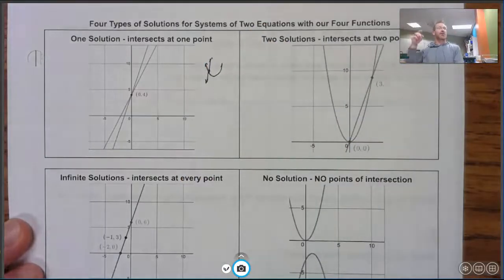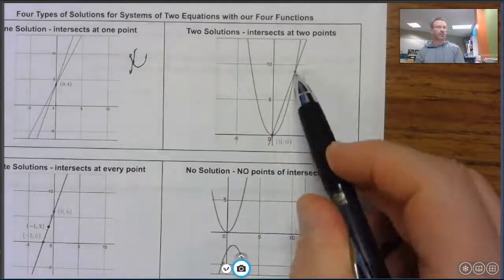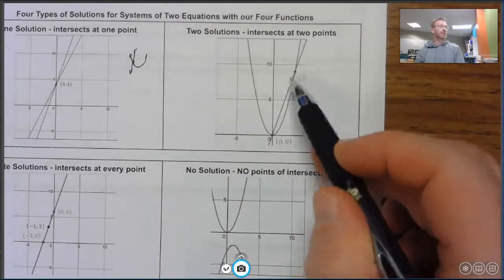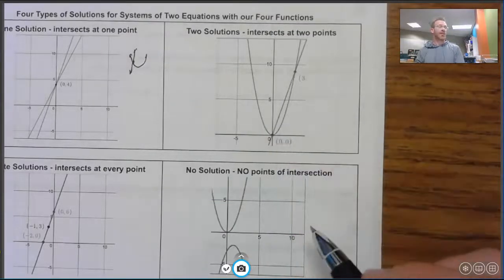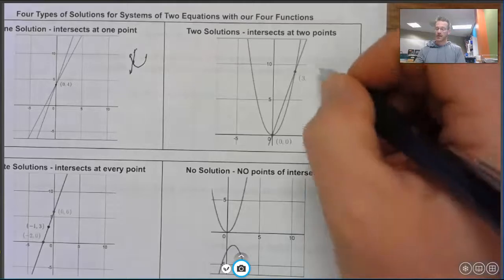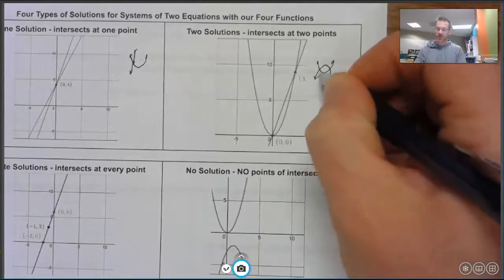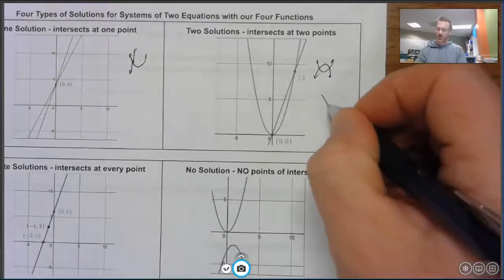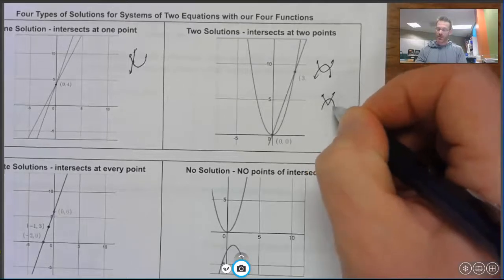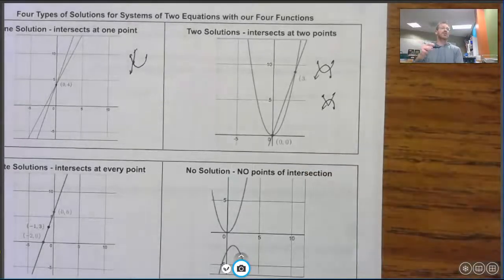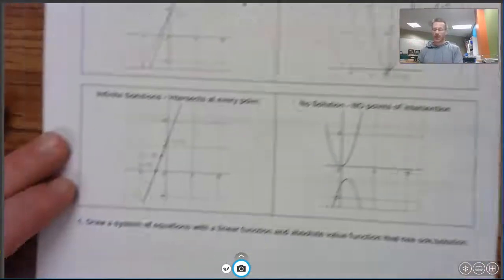So the idea is that we get one point of intersection, okay? We could have 2 points of intersection, all right? So you can see that we have those 2 points of intersection here. I have a line and a quadratic that intersect twice, right? I could have a quadratic and a quadratic that intersect twice, right? I could have an absolute value and a quadratic that intersect twice. So the idea is that we could get 2 points of intersection, all right?